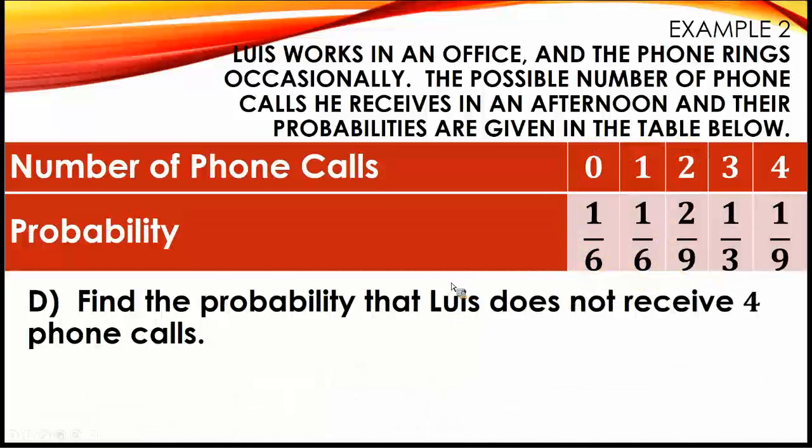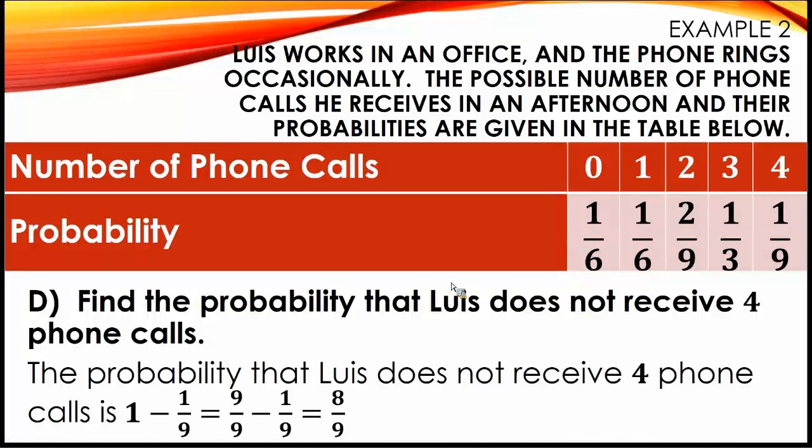Part D, find the probability that Lewis does not receive 4 phone calls. So here, we're taking the probability of getting the 4 phone calls, and we're subtracting that from 1. So 1 minus 1/9 equals 8/9.